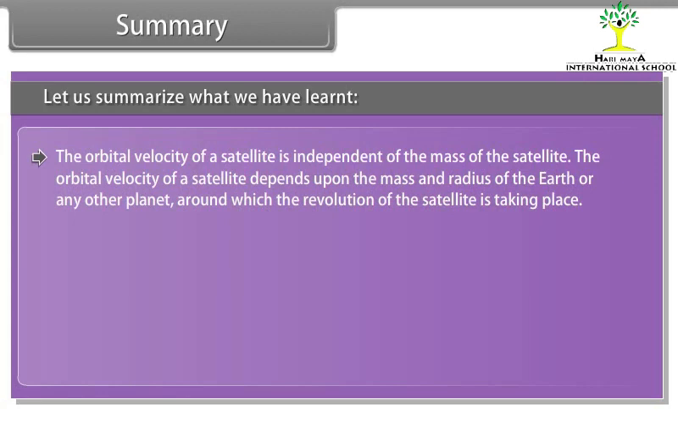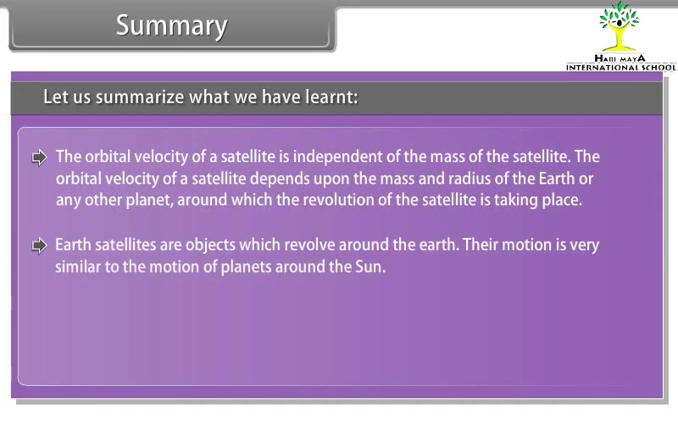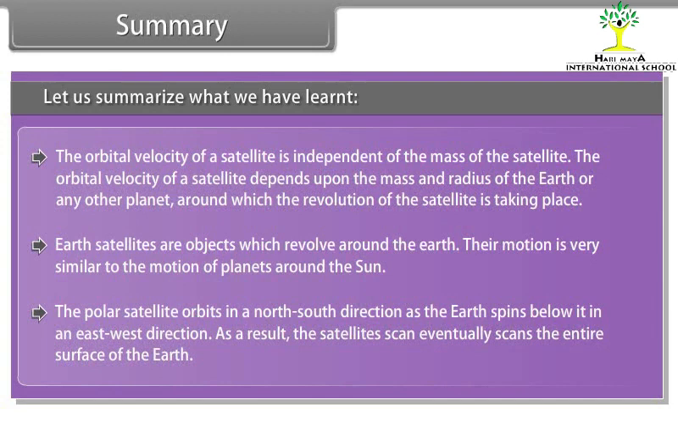The orbital velocity of a satellite depends upon the mass and radius of the Earth or any other planet around which the revolution of the satellite is taking place. Earth satellites are objects which revolve around the Earth. Their motion is very similar to the motion of planets around the Sun. The polar satellite orbits in a north-south direction, as the Earth spins below it in an east-west direction. As a result, the satellites scan the entire surface of the Earth.